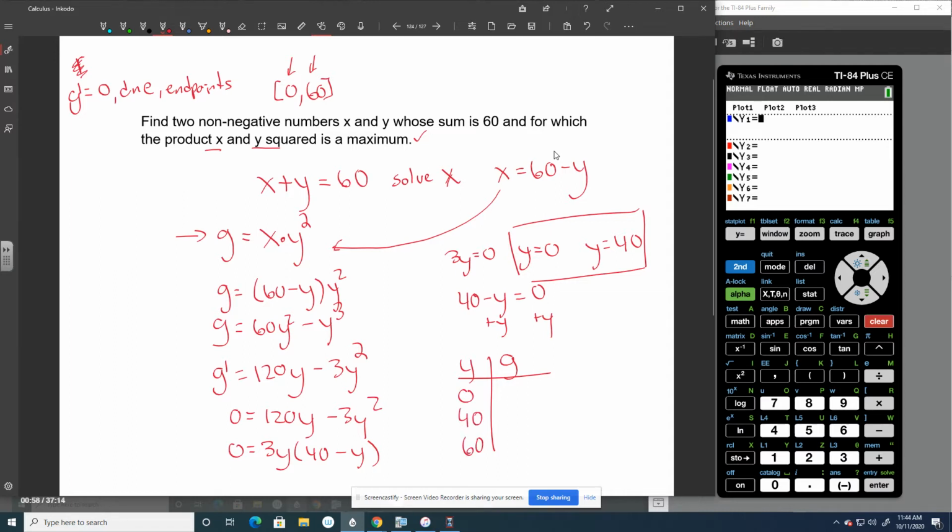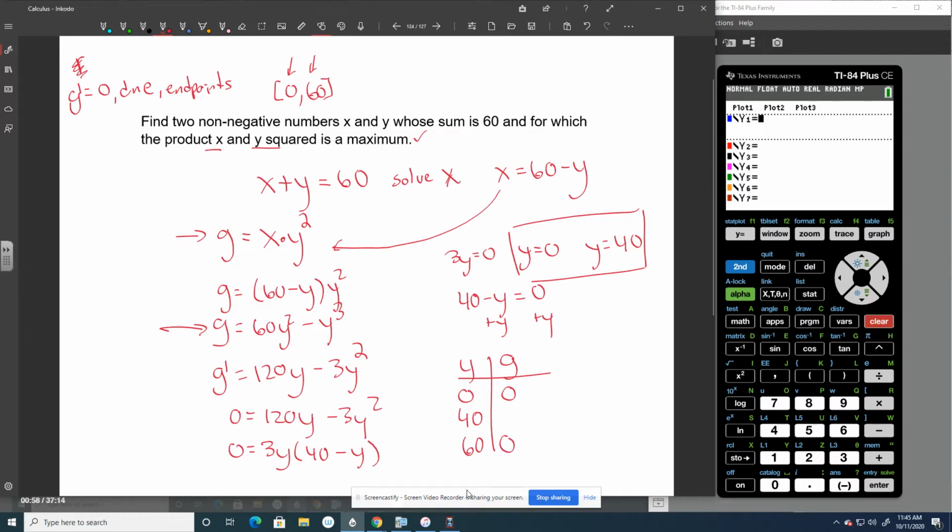When I plug 0 in for y, we've got to use this g function right here. We don't want to use the one with the x, because I don't know what my x's are. So we're going to use this one, 60 times y squared minus y cubed. If I plug in a 0, I just get 0, which is exactly what I would expect. So that's not going to be good. If I plug in a 60, I get 60 squared times 60, which is just 60 cubed, and then I minus 60 cubed. So I'm also going to get 0 when I plug in that value.